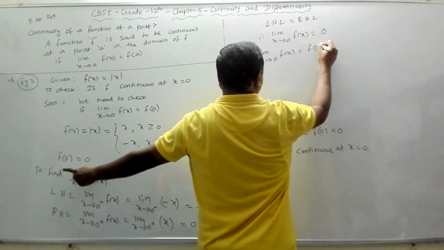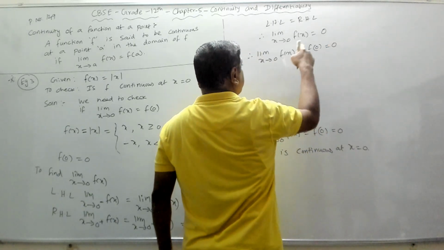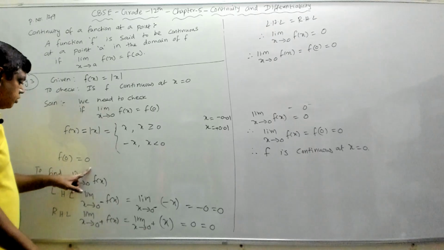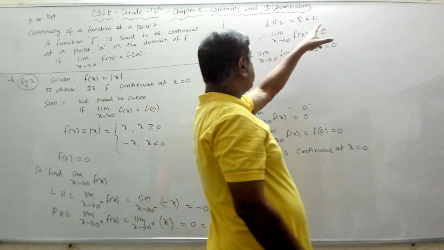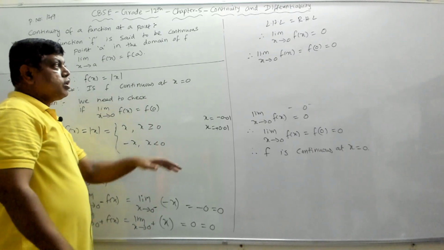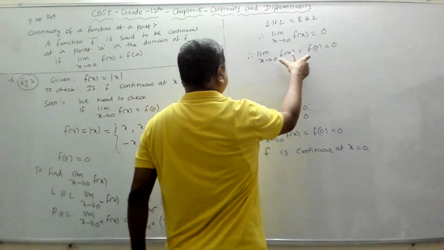Both are equal to 0 because limit x goes to 0, f of x is 0, and f of 0 is also 0. Right? Based on this, f of 0 is 0 and limit x goes to 0, f of x is also 0. Therefore, we can say limit x goes to 0, f of x equals f of 0, and both are equal to 0. Since this is matching, this condition is satisfied.